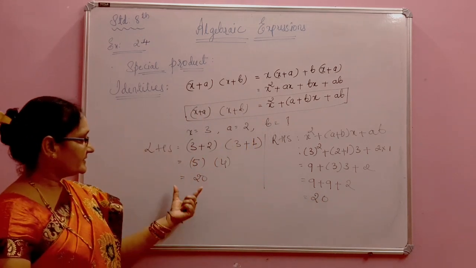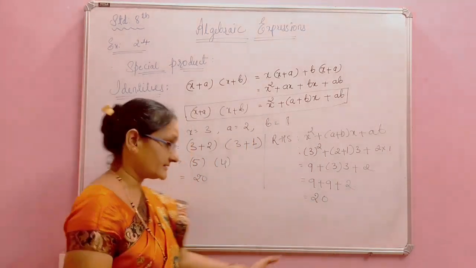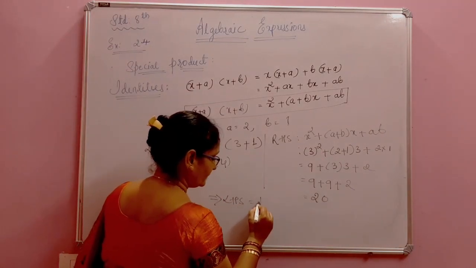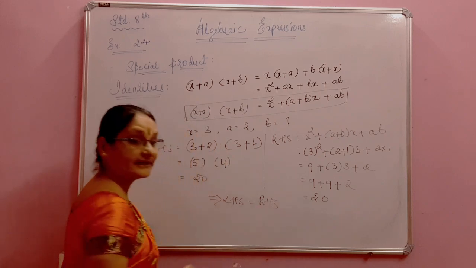Now you observe, LHS equal to RHS. This implies that LHS equal to RHS. This is an identity.